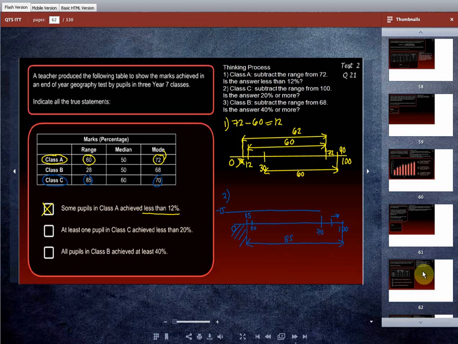Exactly, Mike. Now for Class B. All the pupils achieved at least 40%. I won't draw this, the range is 28%, and we have a mark at 68%. So clearly no pupil achieved less than 40%. Otherwise the range would be exceeded again. The statement is true. Thanks, Dave. I get the picture now.